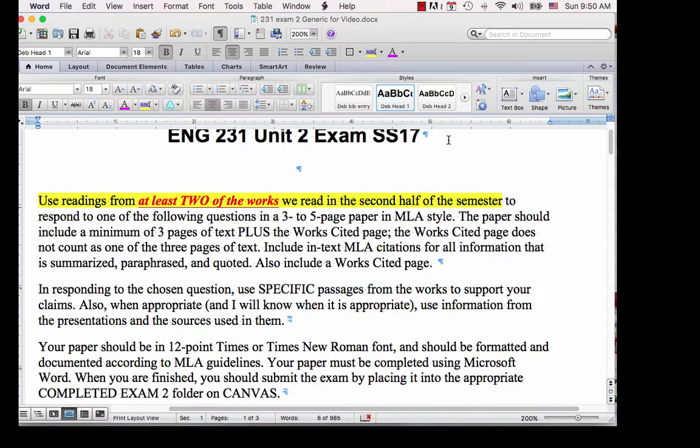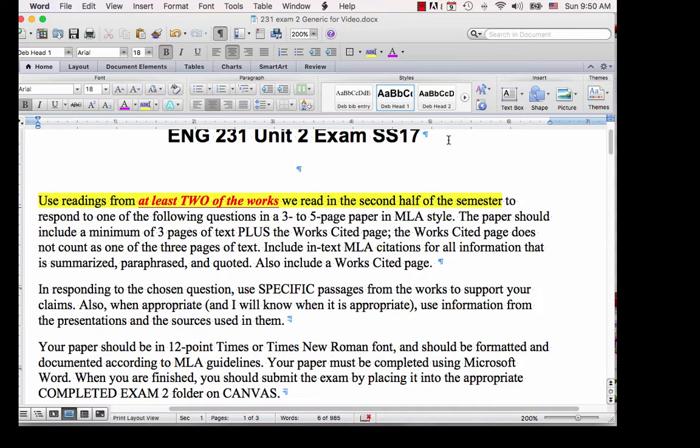Okay, for the next paragraph. Now, you're going to choose one question, and you're going to use specific passages from the works to support whatever you say in your response. And whenever it's appropriate, and I'll know when it's appropriate because after all, I made the videos, right? Use information from the videos, in other words, the presentations, and the sources that I use in them.